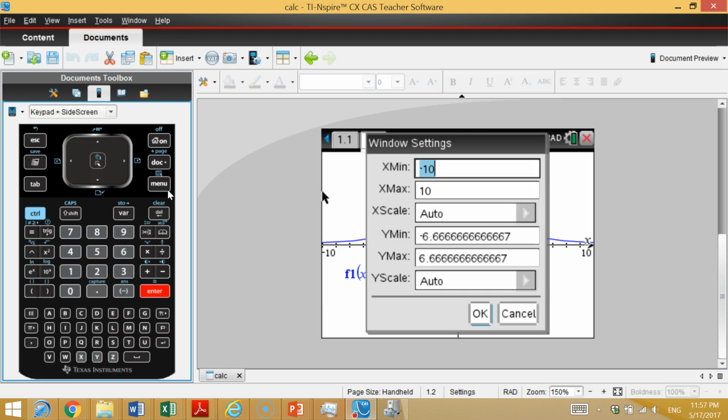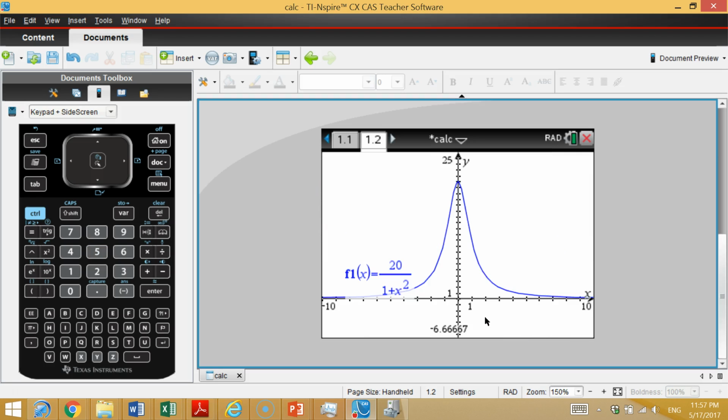So we said at 0, the Y value was 20. So what I might do is just change the Y max to, like, 25. So X goes from negative 10 to 10. The Y is now going to go from negative 6 to 25. And now we get a much nicer picture. We can see that we do not have an asymptote there. It actually comes up. It's kind of like a bell curve, right?